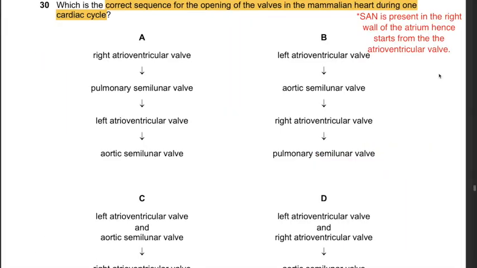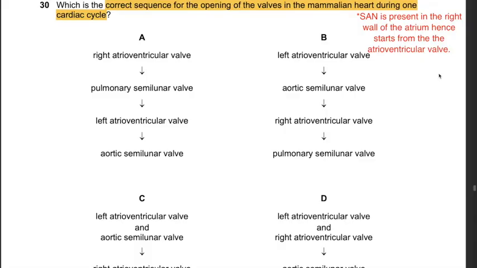Question 30. Which is the correct sequence for the opening of the valves in the mammalian heart during one cardiac cycle? If you recall the process of the cardiac cycle, it starts from the SAN, or the sinoatrial node, sending waves of excitation from the right wall of the atrium. Therefore, it should start with the atrioventricular valves. If you go to the answers A, B, C, and D, answers A, B, and C are incorrect.